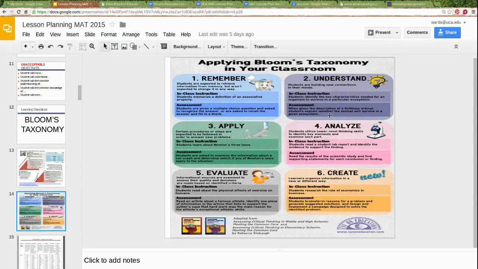And as a teacher, you don't want to stay at the bottom levels. You want to challenge yourself to plan lessons that move students up the ladder. You can't always do everything in one lesson. That's why we'll refer to a unit of teaching versus a lesson. A lesson is one day.